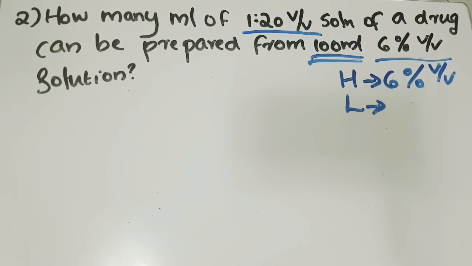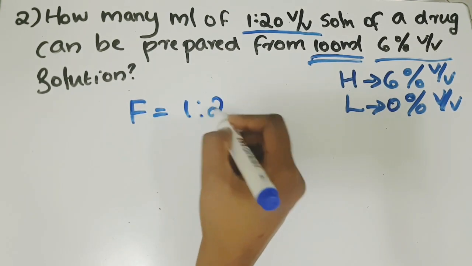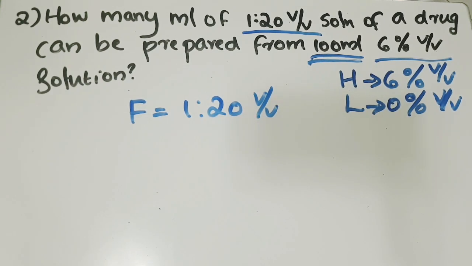Okay, so in this question the diluting solvent is not specified, so in that case we can assume that it will be water, and in case of water the percentage strength that we will use is 0% volume by volume. Okay, so the higher concentration is 6%, the lower concentration 0% volume by volume. Now another thing, the required or desired concentration, that is 1:20 volume by volume. So in the first step we have written higher concentration as 6% volume by volume, then lower concentration 0% volume by volume, and the required concentration 1:20 volume by volume solution.